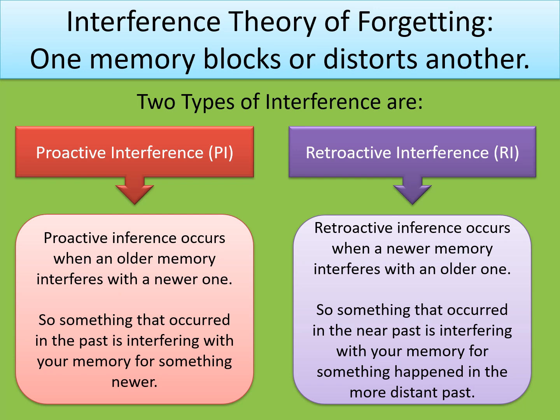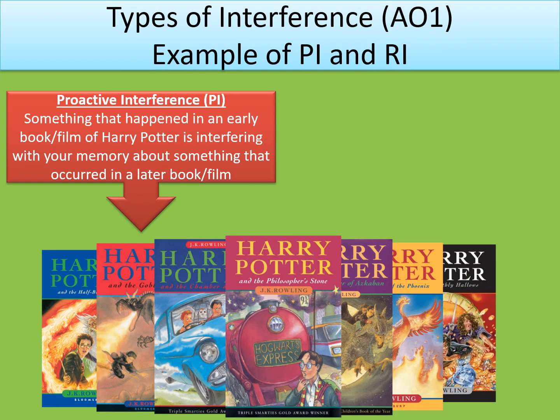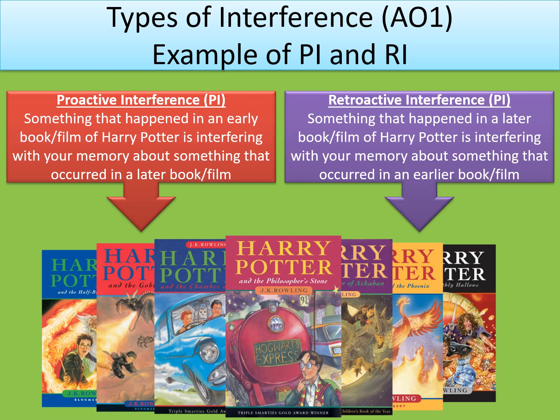I've put some Harry Potter books here for an example. I read these a long time ago and there were lots of them. But if you've never watched or read Harry Potter, just think of any box set that you've read or watched where there are a lot of them. Proactive interference means something in an earlier book or film is interfering with your memory about something in the later books or films. And retroactive interference means something in a later book or film is interfering with your memory about something in an earlier one.